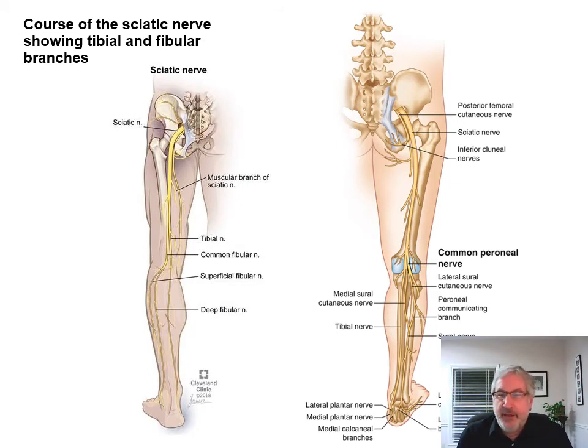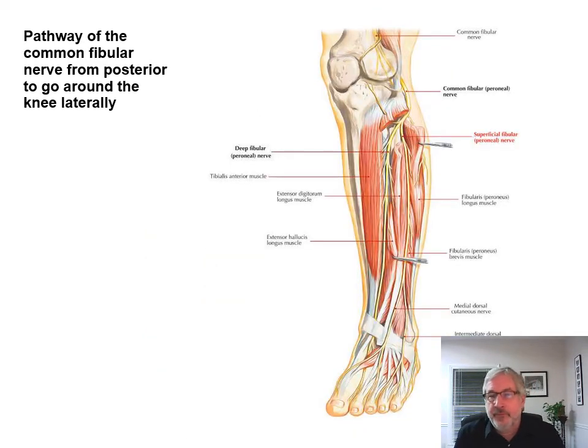Just another look at the sciatic nerve coming down. I don't think there's anything else I need to show you on this, except for notice your common peroneal nerve and the wraparound it does right here around the fibula. So we're going to talk about that in a second. Okay. And the pathway of the common fibular nerve coming right around, it goes underneath this muscle. This muscle's been cut here, so you see it's going along underneath that muscle, wrapping around the head of the fibula there. Next slide.